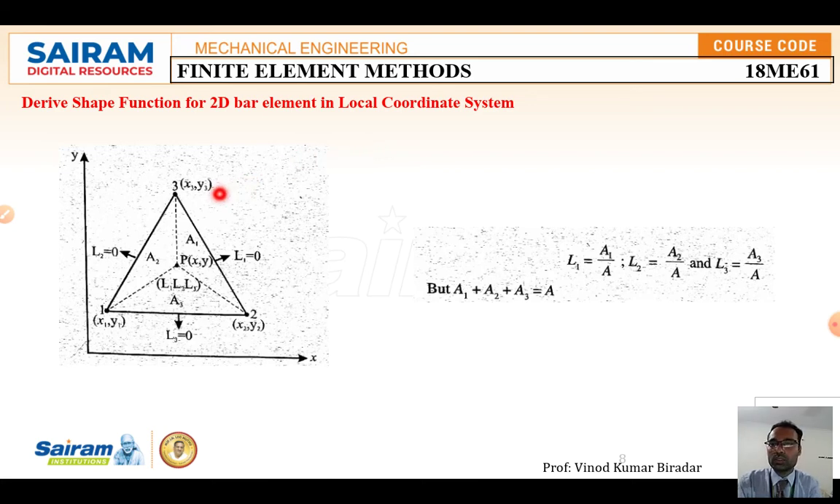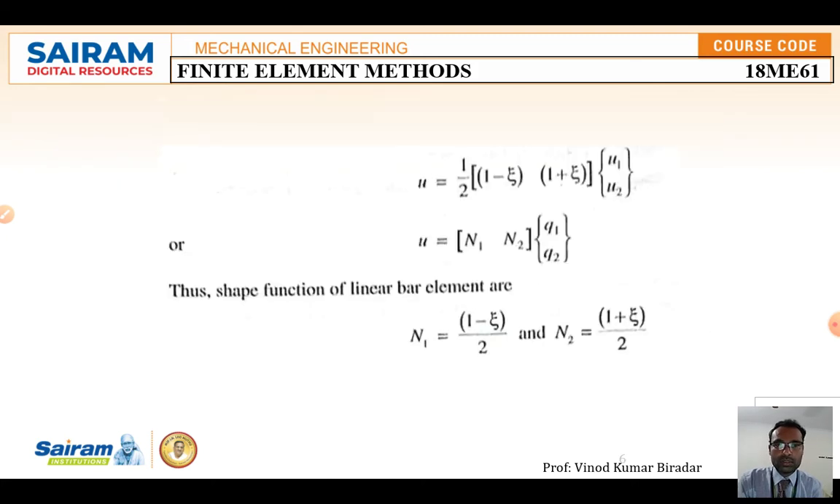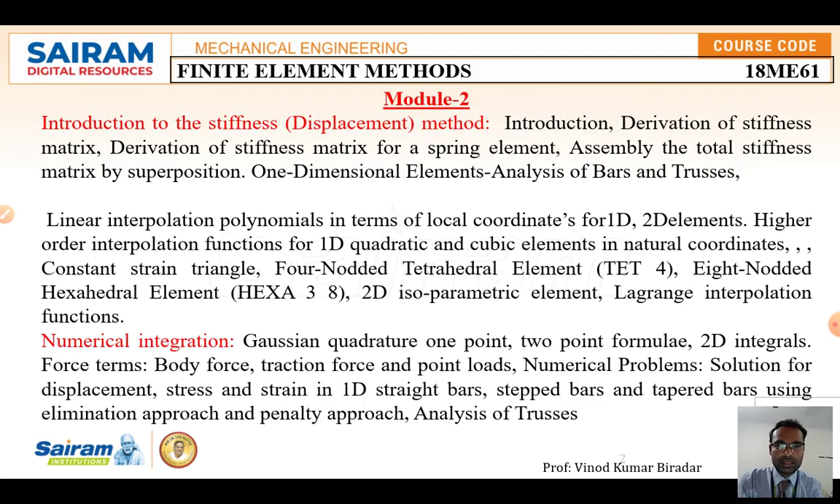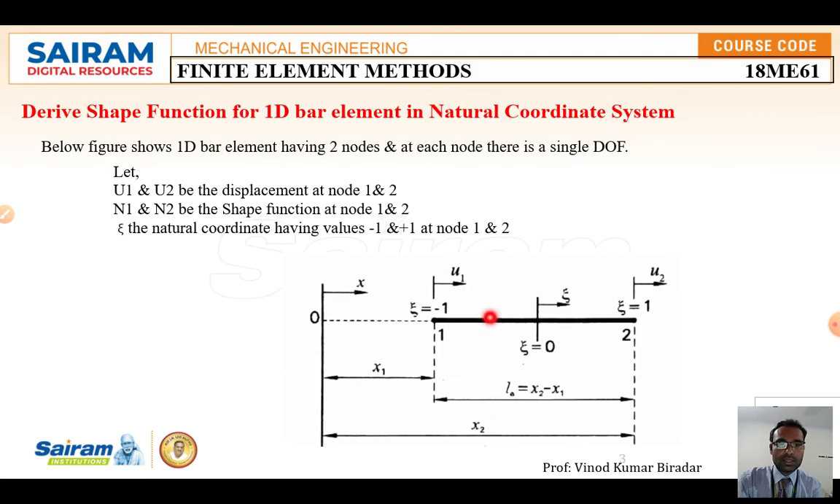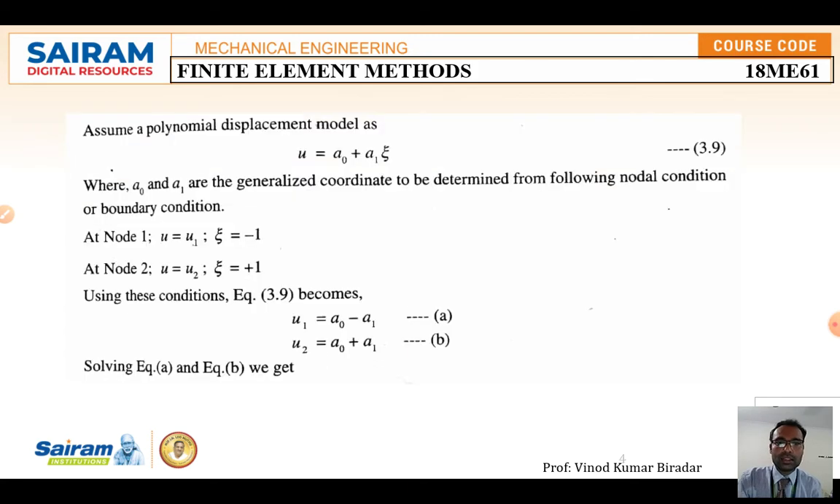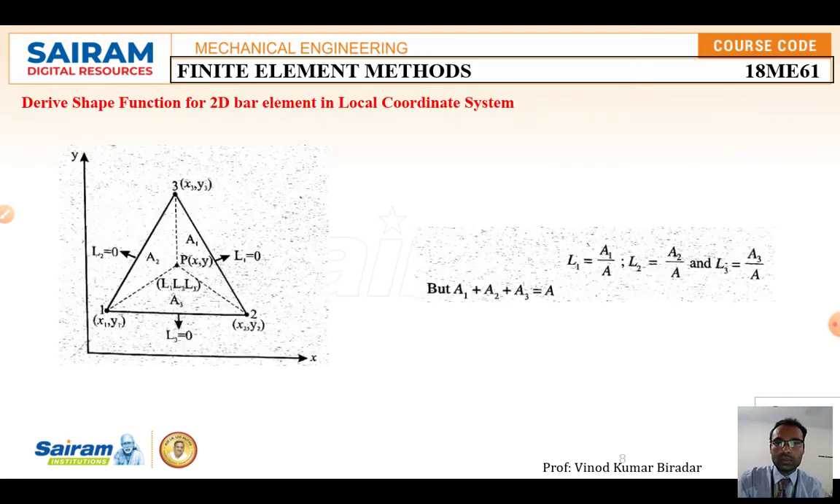Okay, so here the second derivation is to derive the shape function for the 2D element in the local coordinate system. I already told you, what is the difference between the local coordinate system and the natural coordinate system? In the natural coordinate system, where is the center? The center is the middle. In the local coordinate system, you take the axis along the element.